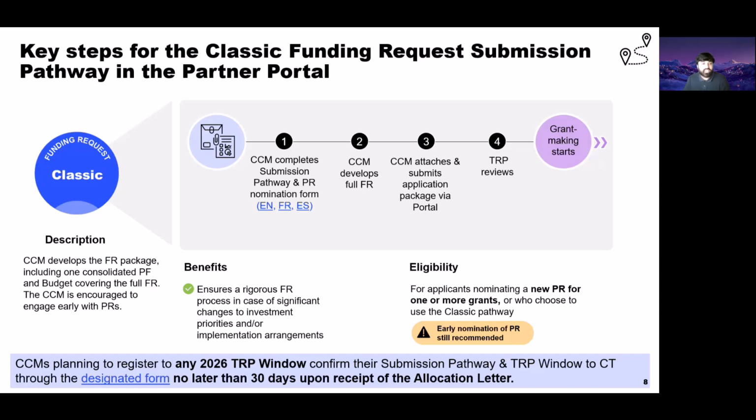And a reminder for any CCMs planning to register for a TRP window in 2026 to please confirm your submission pathway and TRP window to country teams through the designated form no later than 30 days after receiving the allocation letter.